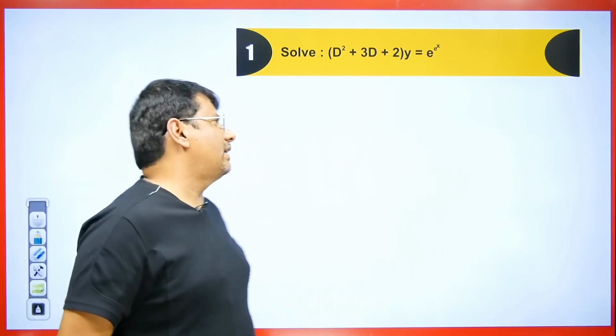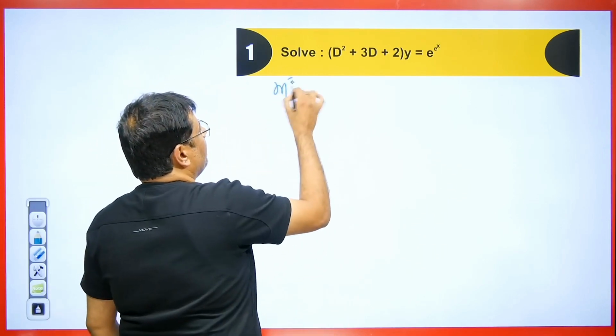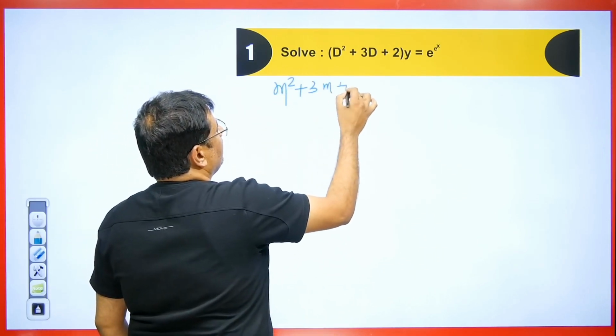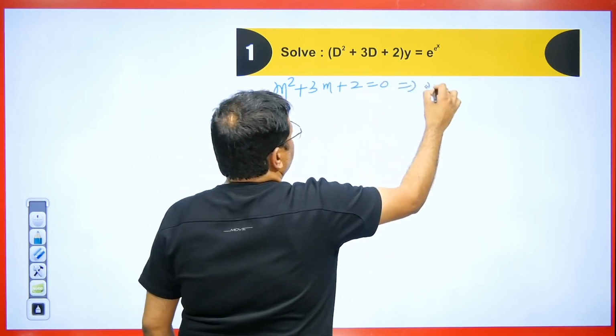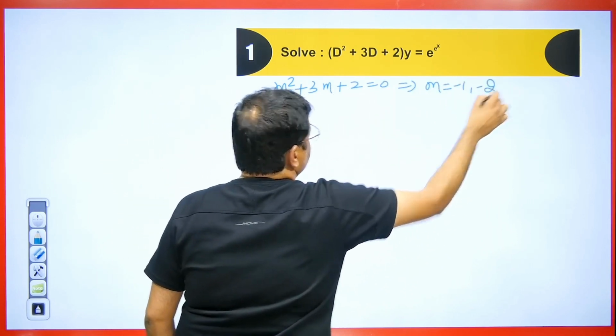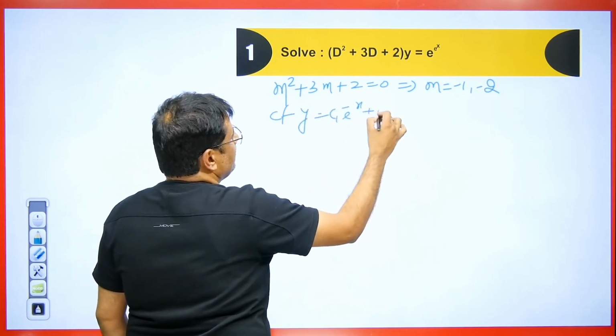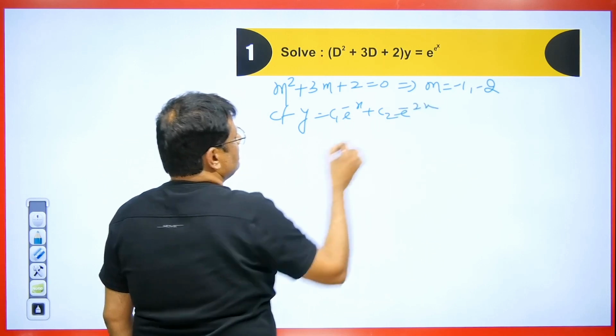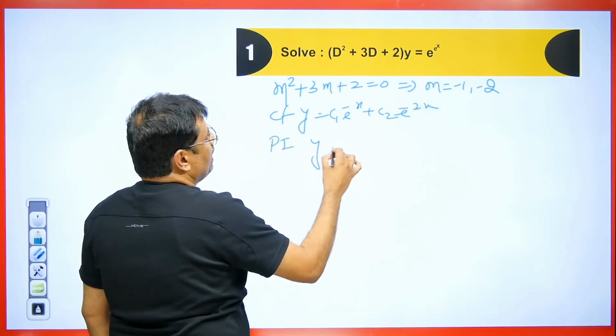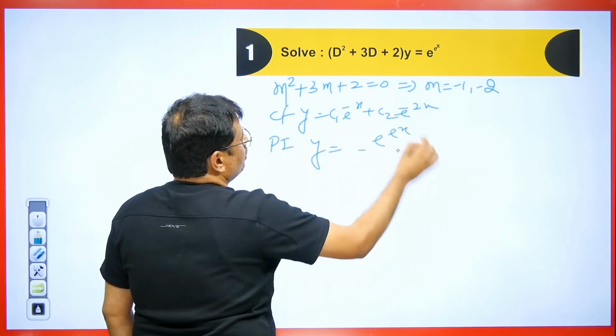Now let's see how we will attempt this question first. We will put m wherever D is, and we will try to find its CF. Therefore, we know that the values of m are minus 1 and minus 2. Students, the CF of this equation will be c1 e to the power minus x plus c2 e to the power minus 2x. When we discuss the PI, then y is equal to e power x divided by this.